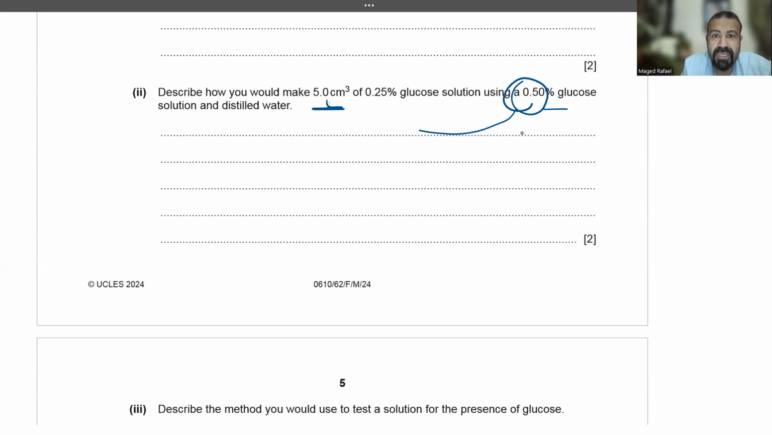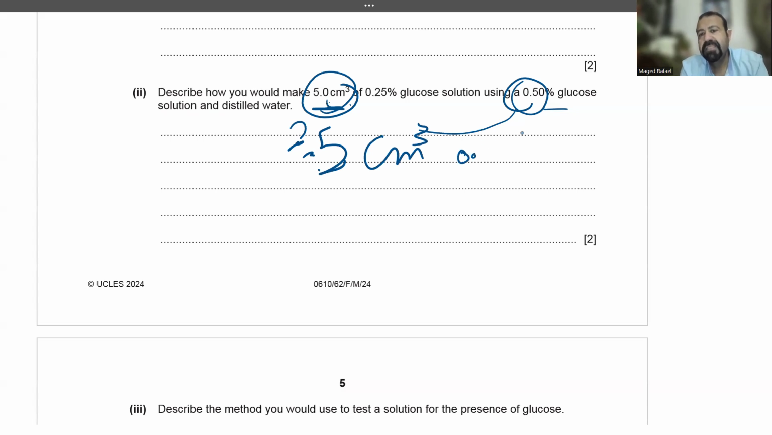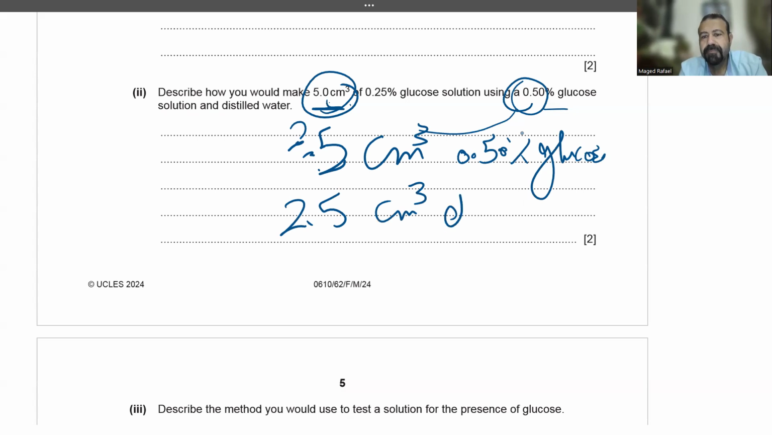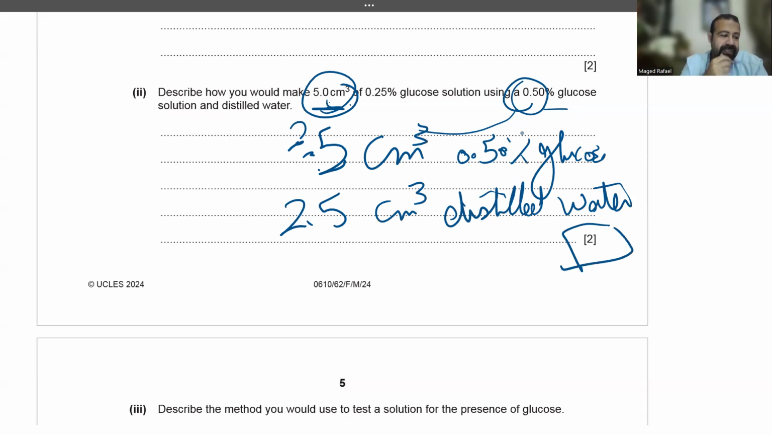For the time being in the O level, of the 5 cubic centimeter I will take 2.5 cubic centimeter from the 0.50% glucose and 2.5 cubic centimeter of distilled water. And now we got the 2 marks.